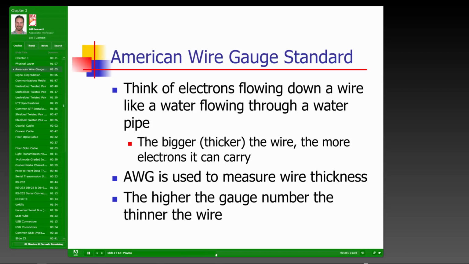Think of electrons flowing down a copper wire like water flowing through a water pipe. In other words, the bigger or the thicker the wire is, the more electrons it can carry. The American Wire Gauge Standard, or AWG, is used to measure the thickness of a wire. The higher the gauge number is, the thinner the wire is going to be. So 22 gauge is much thinner wire than 14 gauge wire.